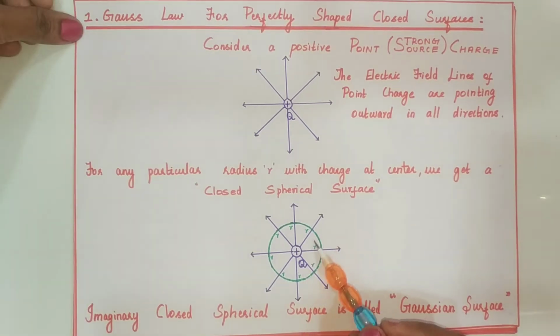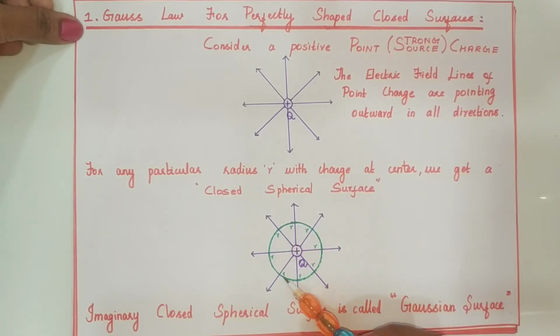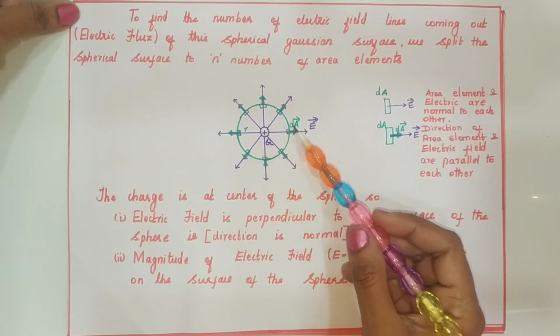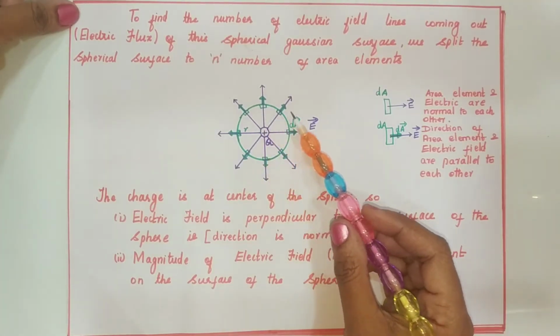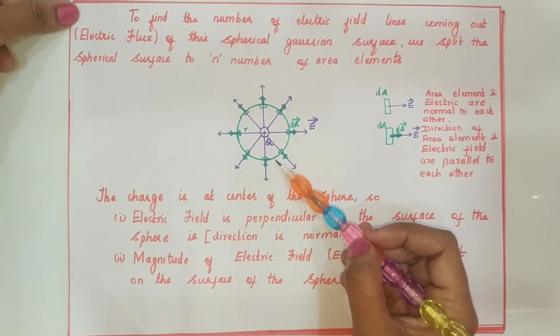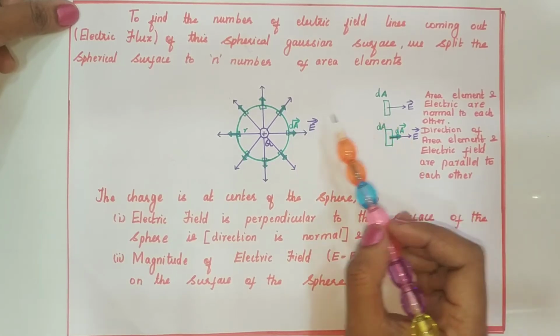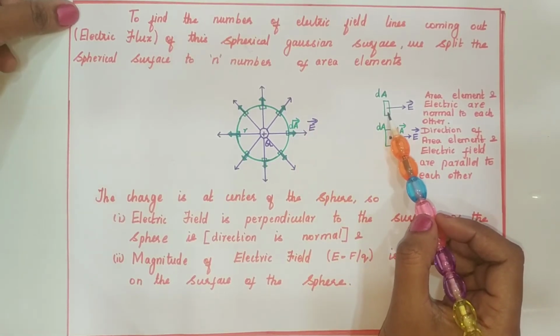The electric field lines which are radially outwards come out of this Gaussian surface, isn't it? Now, we are going to find the number of electric field lines which are coming out of this Gaussian surface. That is, we are going to find the electric flux. To find the electric flux, we have to split the surface into smaller area elements. Here, the area element dA, an infinitesimally small area element.